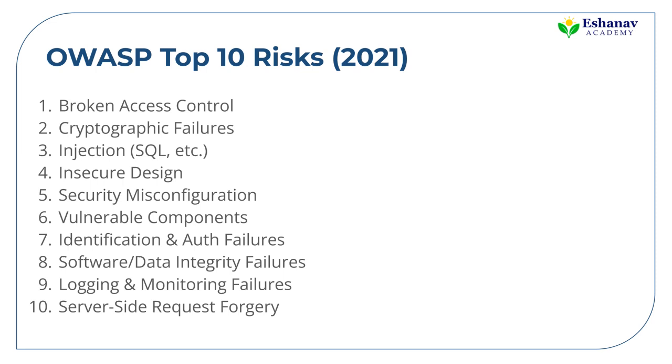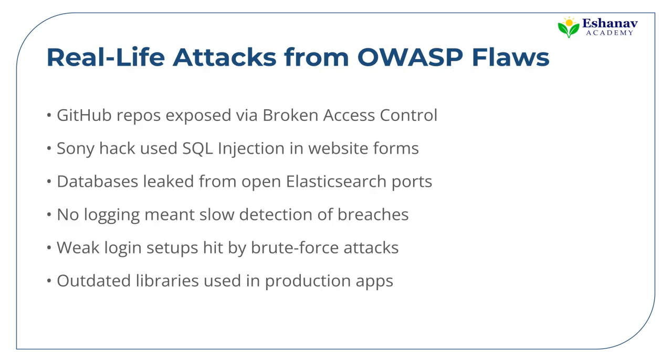private files. Injection refers to hackers injecting malicious commands, often through form fields. Security misconfiguration is about apps left exposed because of sloppy defaults, debug modes, or open ports. We'll unpack these in more detail with examples and fixes next. Let's bring this list to life.